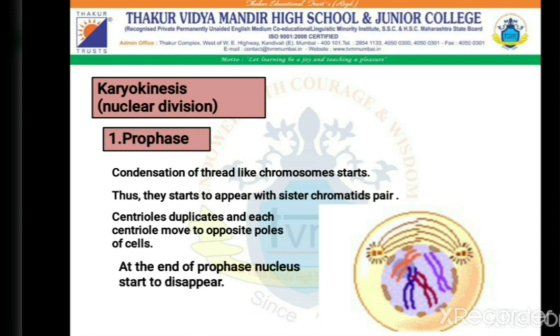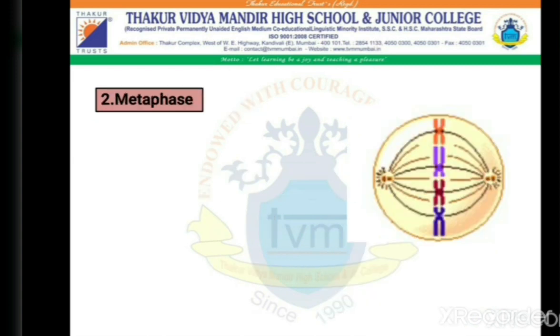The nuclear membrane which is present starts to disappear by the end of this prophase. So basically, three things have been carried out. The sister chromatids appear, the new centrioles duplicate and move to the opposite poles, and the nucleolus starts to disappear in prophase. Now this stage continues to the next phase called metaphase.